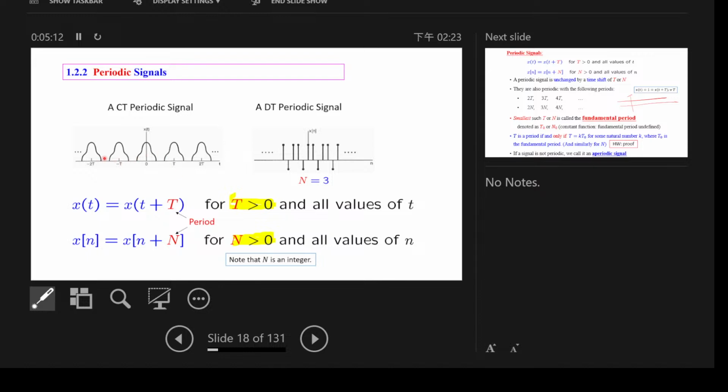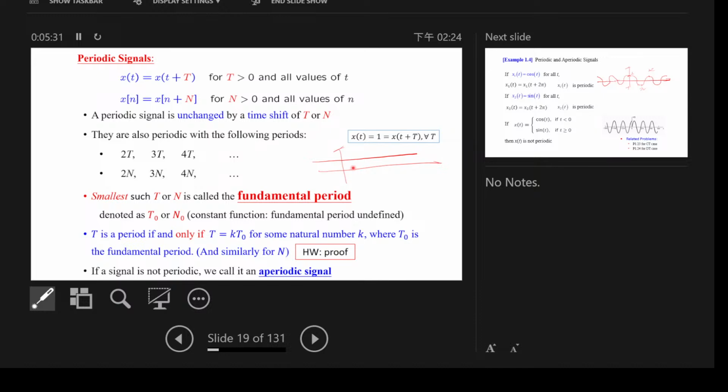Okay, so this means that you shift the whole signal to the left by big T, then the signal doesn't change, and that can only happen if the signal keeps repeating itself. And we define T as some positive number. And similarly, we have this definition for discrete time signal. Okay, so this is periodicity.